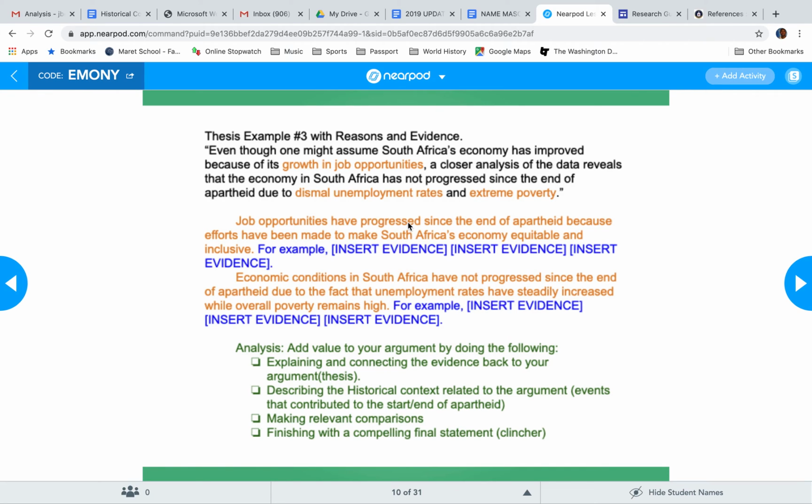So this is the homework. Work on your reasons and evidence. Tonight, spend 15 to 25 minutes doing so. We'll wrap them up tomorrow in class, and then we'll finish with our analysis.